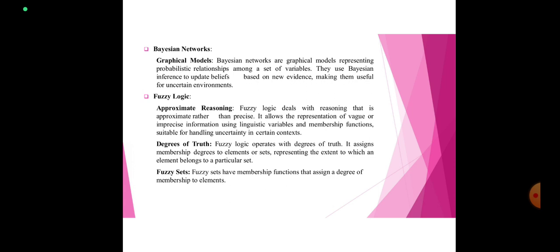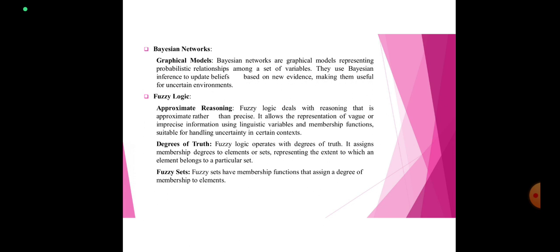Fuzzy logic mainly deals with reasoning that is more approximate than precise, because it utilizes the representation of imprecise information, which includes membership functions, linguistic variables, etc. Some of the key factors of fuzzy logic include degrees of truth. There will be several elements in a fuzzy set, and the degree of truth represents the extent to which these elements belong to the particular set.